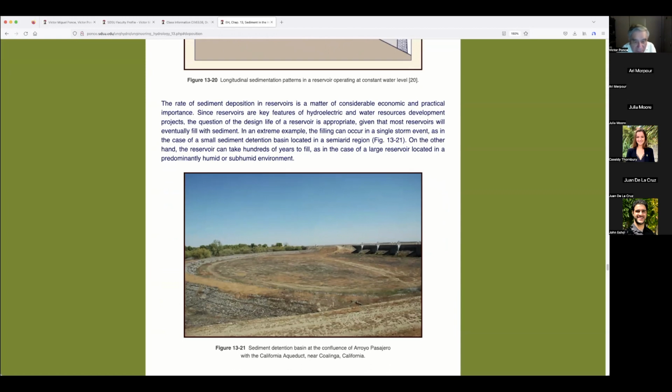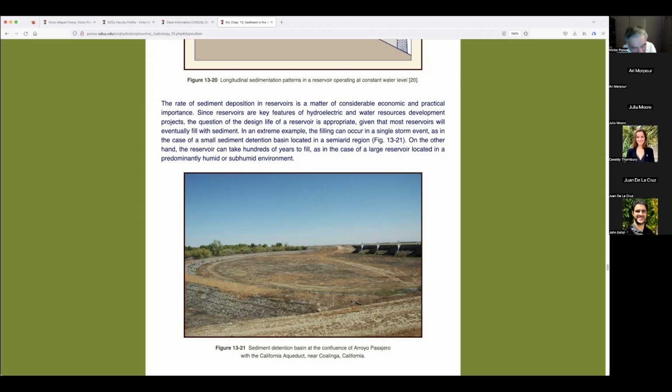I have a picture in here, which is an interesting project. Sediment detention basin at the confluence of Arroyo Pasajero with the California Aqueduct near Coalinga, California. So what happened here was, and I took this picture maybe 15 years ago, and they probably did this project 30, 40 years ago.